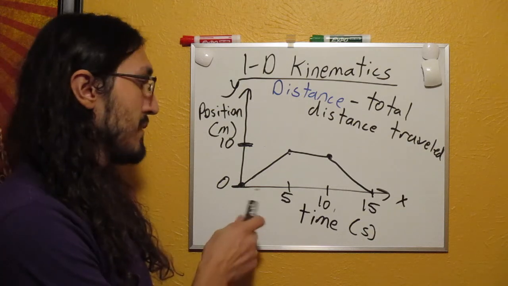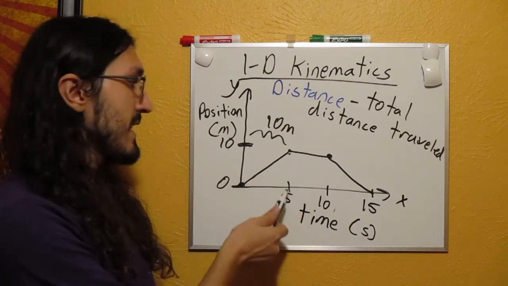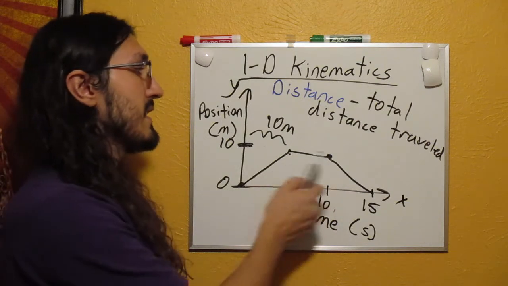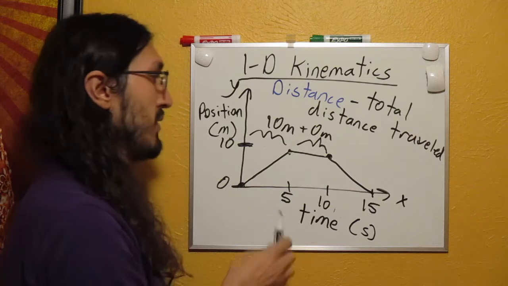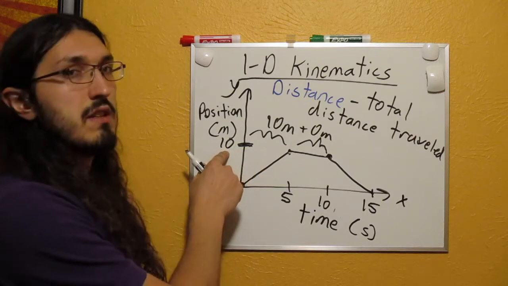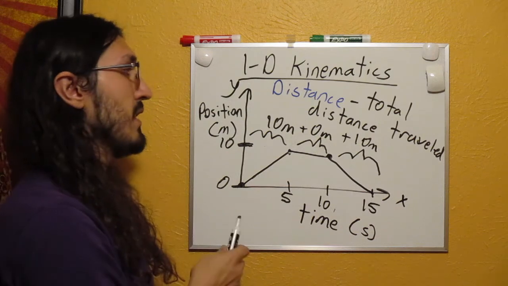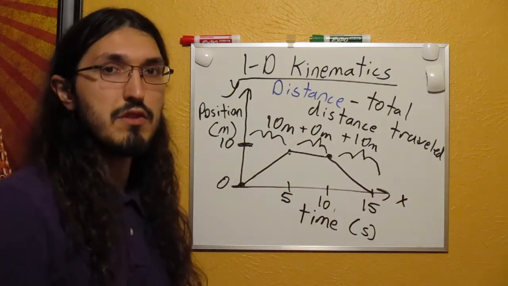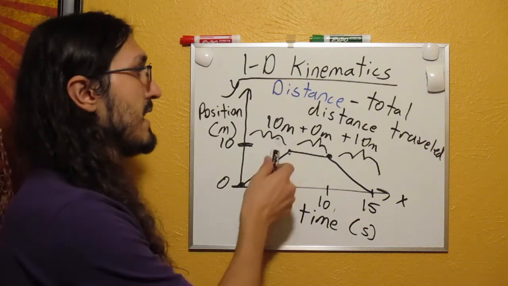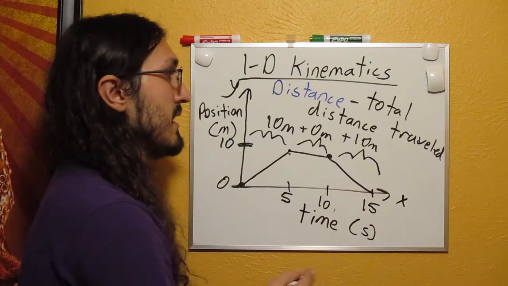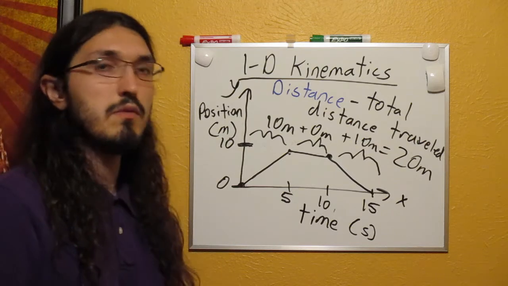Okay, well I can see that from 0 to 5 seconds, the squirrel moved a distance of 10 meters. From 5 to 10 seconds, the squirrel didn't move any distance, so 0 meters. From 10 to 15 seconds, the squirrel moved from the 10 meter position to the 0 meter position, so that's another 10 meters. Alright, so in total, I'm going to add up all the distances that were traveled by the squirrel over the entire course of the journey. It was 10 plus 0 plus 10. So that's a total of 20 meters. Alright, so the total distance of the squirrel was 20 meters.